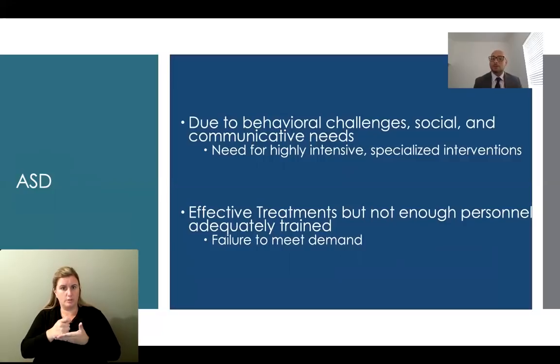Luckily, interventions have been identified and effective treatments are available. However, there are not enough personnel or people adequately trained to deliver these kinds of interventions across settings, which really fails to meet the demand. The number of students with disabilities or with autism continues to increase. However, the number of practitioners adequately trained to implement these specific strategies does not.